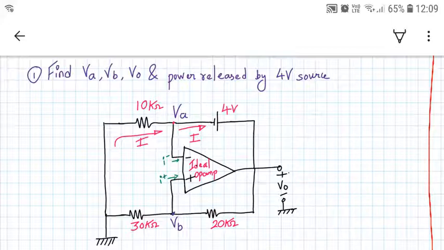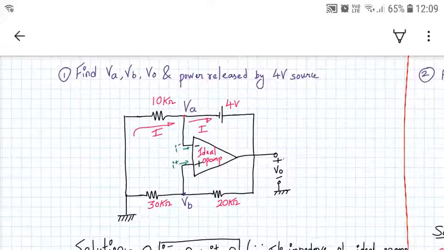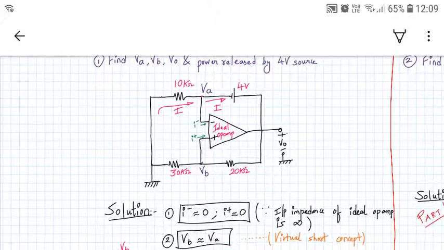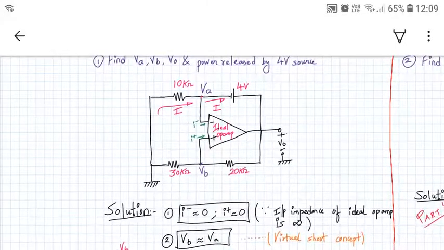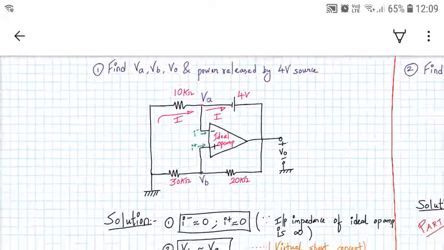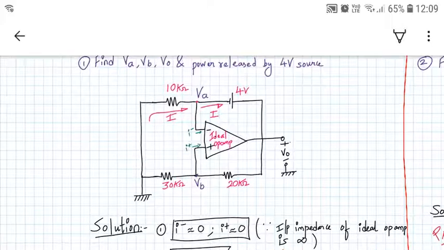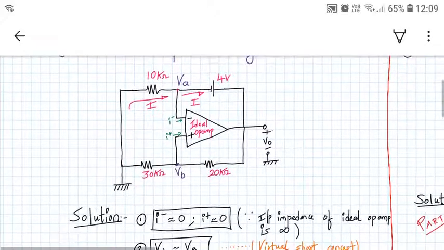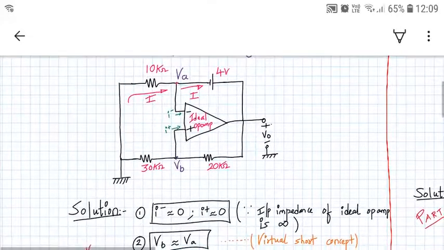First of all, what do we know about the ideal op-amp? We have already seen this before: the current flowing into the op-amp terminals is almost equal to 0. Why is this? Because of the high input impedance of the op-amp. In case of an ideal op-amp, the input impedance is infinity.